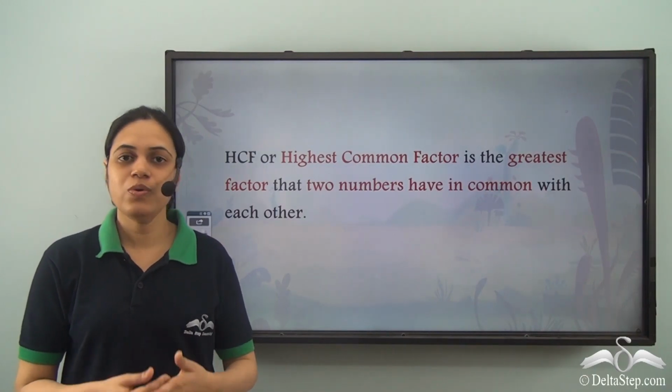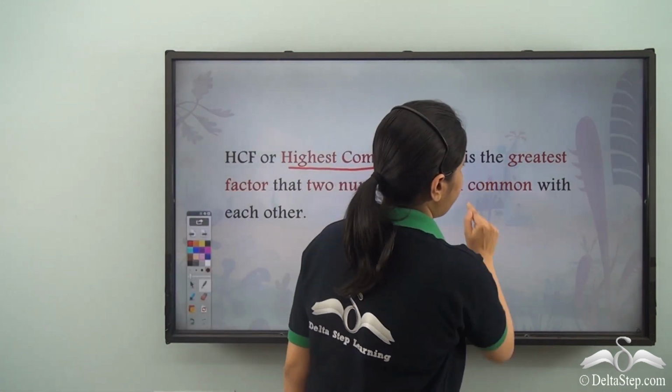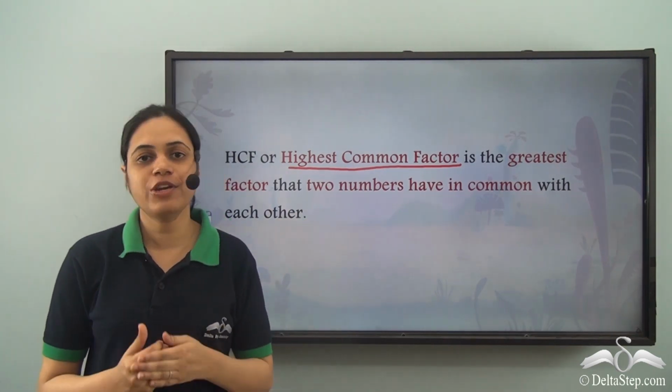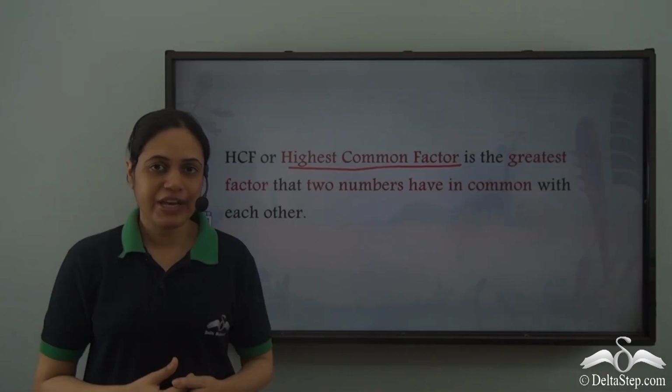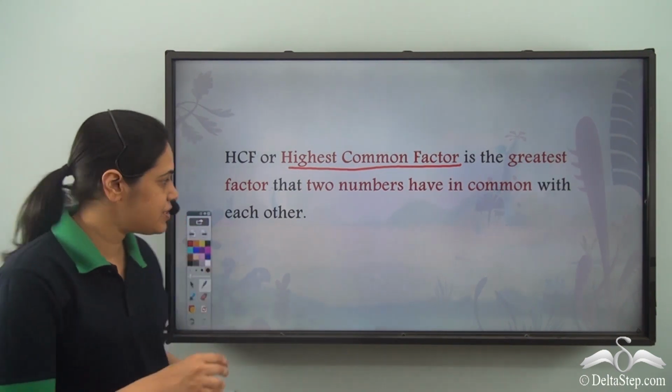We already know what is HCF. HCF, or highest common factor, is the greatest factor that two numbers have in common with each other. We have also seen how we can find the HCF of two numbers.